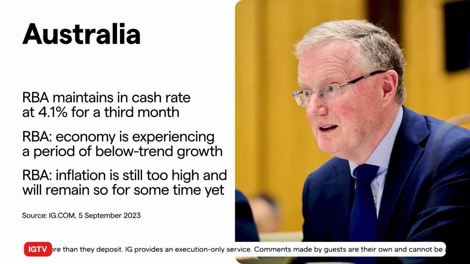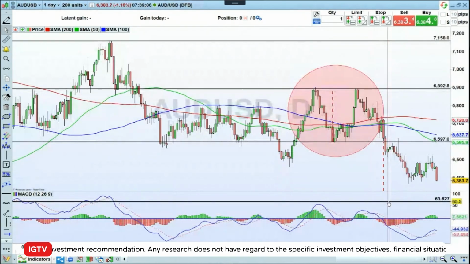hike next autumn. It added that inflation was still too high in the Australian economy and noted that the services price inflation had been surprisingly persistent overseas, and the same could occur in Australia. Add all this up, and it was a down day for the Australian dollar, most notably against the US dollar.